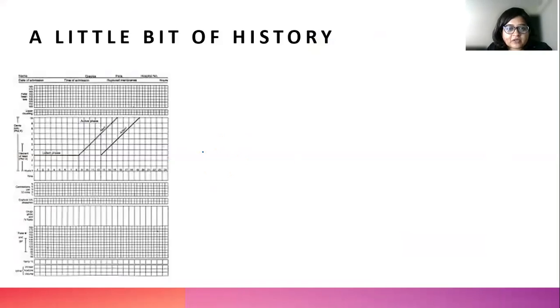Okay, so let's just go back to a little bit of history. To understand the new partograph, we should know the old partograph, right? So this is the oldest partograph. In 1994, the WHO came out with this old partograph.